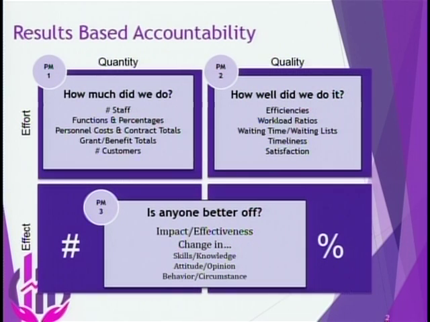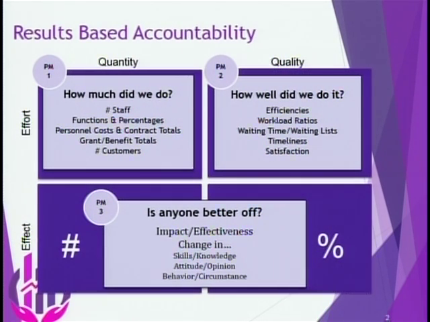The third measure asks, is anyone better off? And this is a PM3 measure, performance measurement 3. This outcome measure is what's unique about results-based accountability, because it's really getting at what's the impact that we're having on the population that we serve through a particular program or service. And this is looking at the effect that we're having.